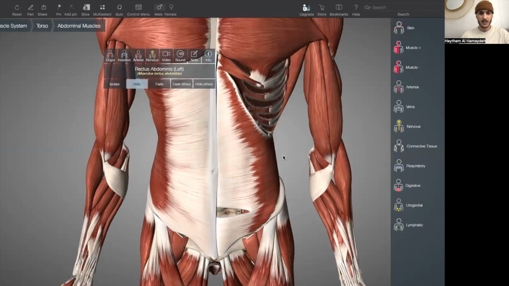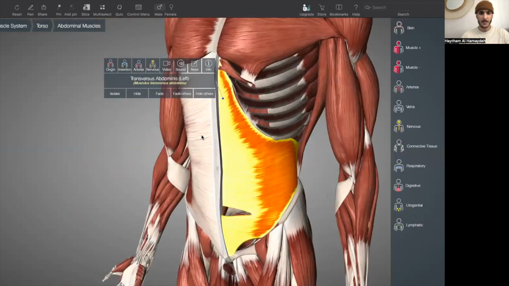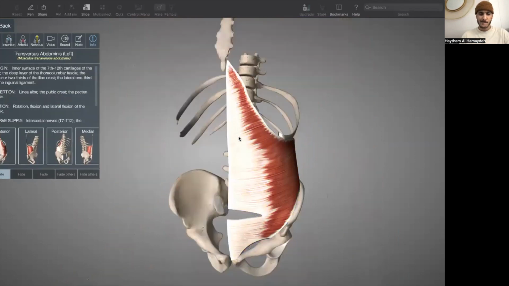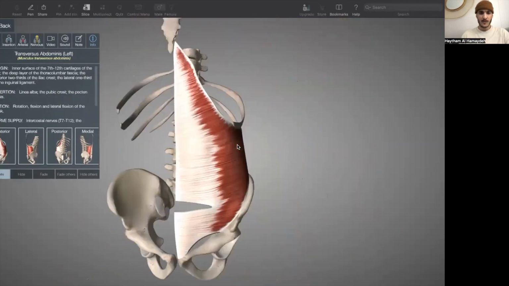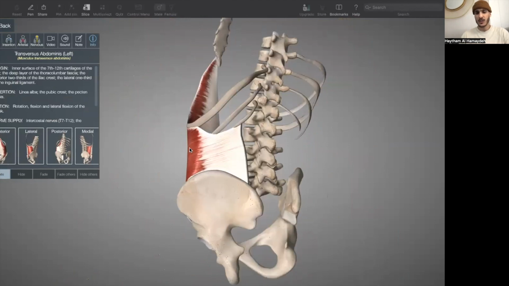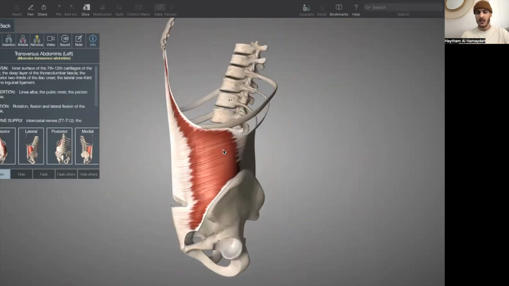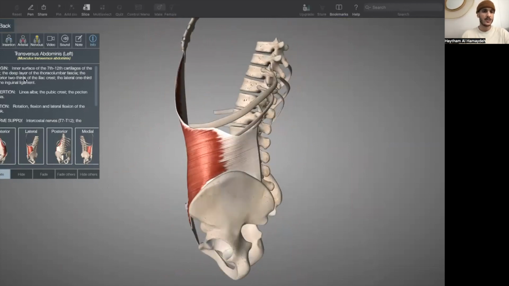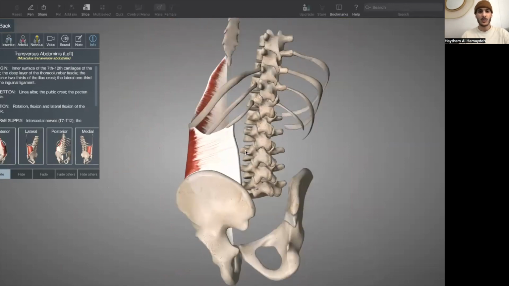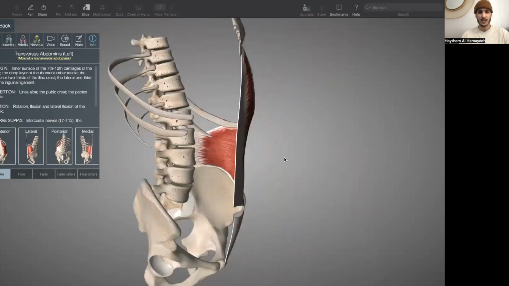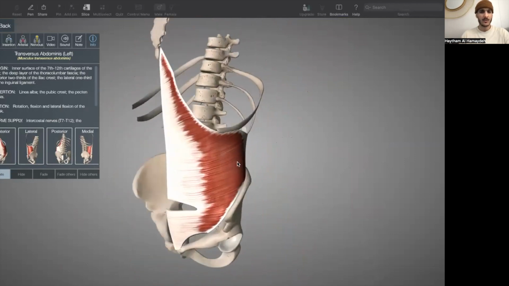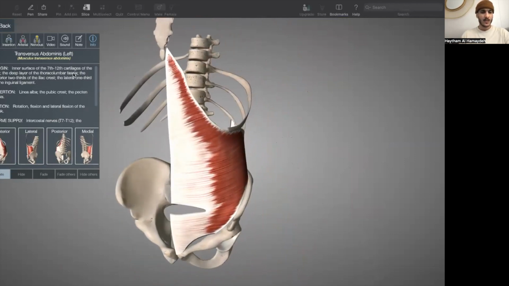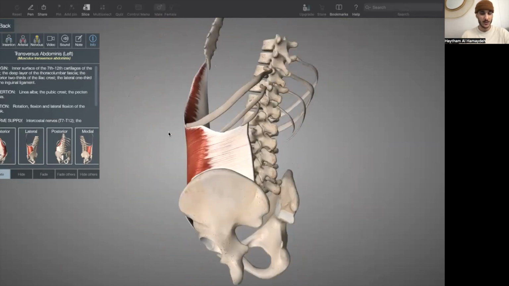So we're going to hide this. Now we reach the transverse abdominis, right there. It can be very hard to differentiate between them as they are very similar in their location, but they can differ in very small details. Origin: inner surface of the 7th to 12th rib, or rather the cartilages of the ribs, and the deep layer of the thoracolumbar fascia. So in this case, they originate from this as well.